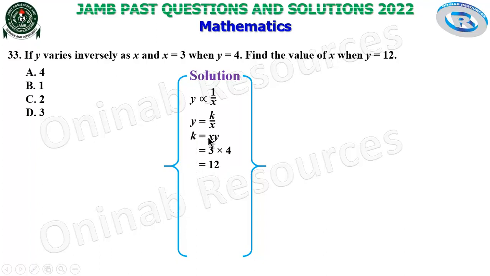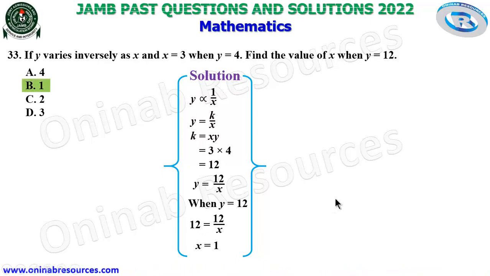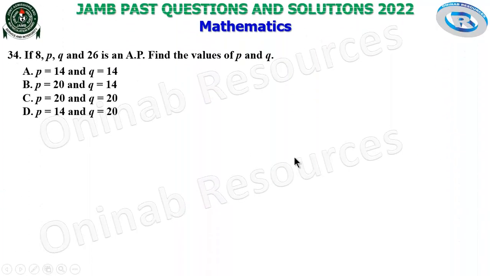So we then go back to substitute here to get the relationship between x and y. That's going to give us y equals 12 over x. And when y is 12, 12 is equal to 12 over x. We have to find x when y is 12. So it is very obvious now that since 12 is equal to 12 over x, it means x is equal to 1, because 12 over 1 is still giving us 12. And that gives option B. And that's the end of solution to problem 33. We then go to problem 34.